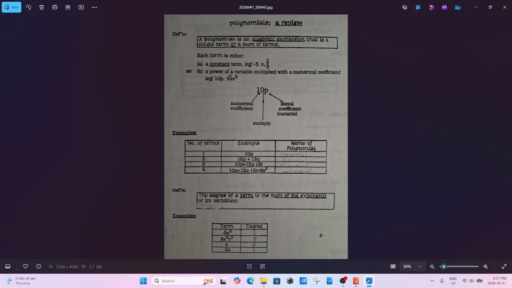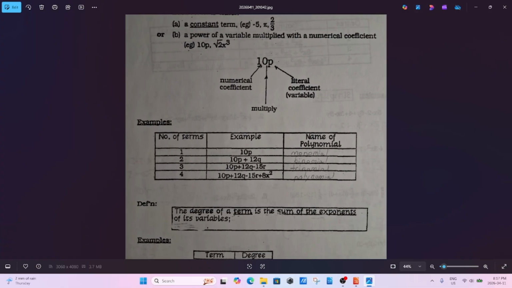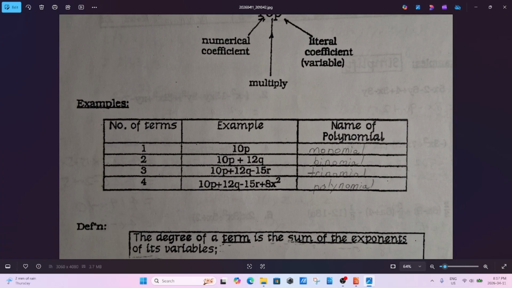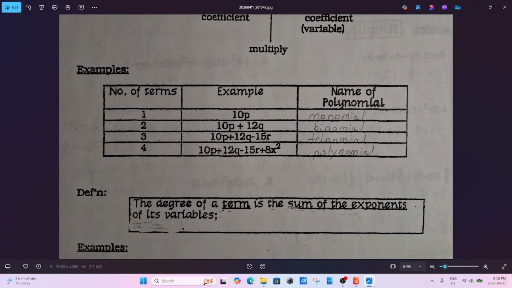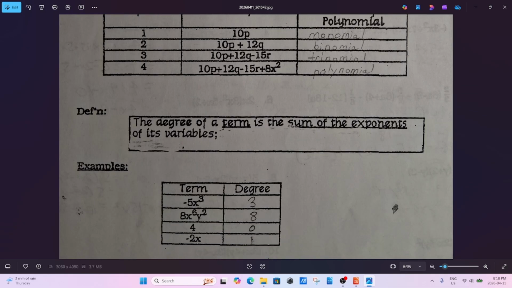And examples, there's 10p, which is a monomial, and there is 10p plus 12q, which is a binomial because there's two terms. There's 10p plus 12q minus 15r, which is a trinomial because there's three terms. And then there is 10p plus 12q minus 15r plus 8x squared, which is a polynomial.